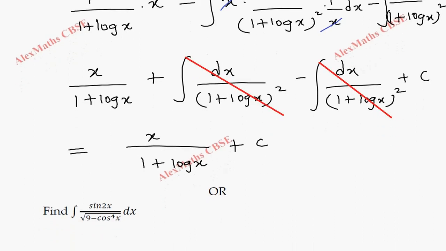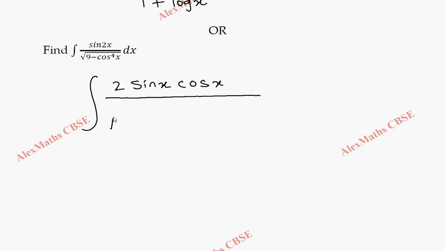Coming to our next question, we have the integral of sin 2x by root of 9 minus cos power 4x dx. This we are going to rewrite with the numerator sin 2x as the formula 2 sin x cos x, and in the denominator we write 9 minus (cos square x) whole square, and we have dx.